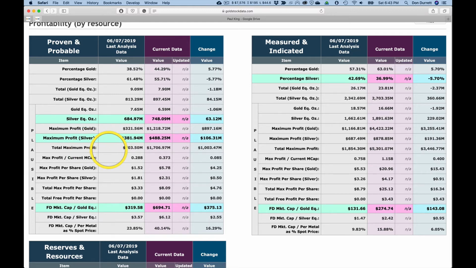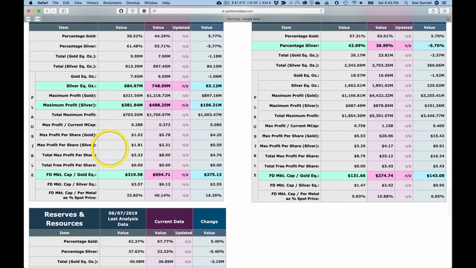So we have total maximum profit. That's if they basically mine all of their current plausible ounces at the current cost, at the current gold prices. You can see where it's really jumped here in the last year. The profitability potential has really jumped. Then we have our max profit by market cap, and then we have our max profit per share. And the ones that I like are these two right here.